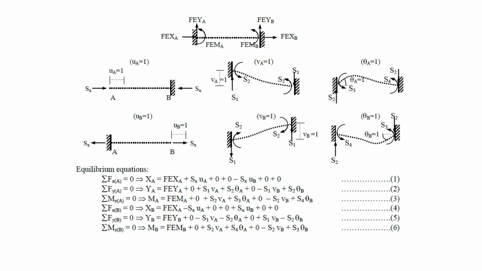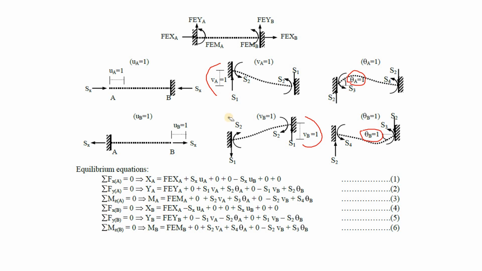Now if we take a look at these individually, the same way we had done it before: this is UA, the displacement at the A joint, then we have the displacement at the B joint right over here, then the vertical displacement at the A joint VA, the vertical displacement at the B joint VB, the rotational deflection at A joint as theta A, and the rotational deflection at B joint as theta B. So these are the diagrams that are showing the displacements.